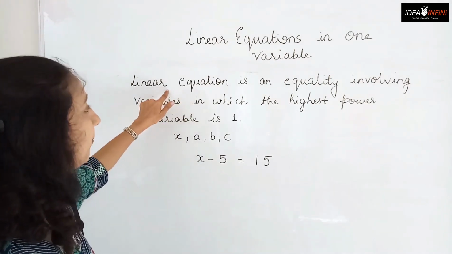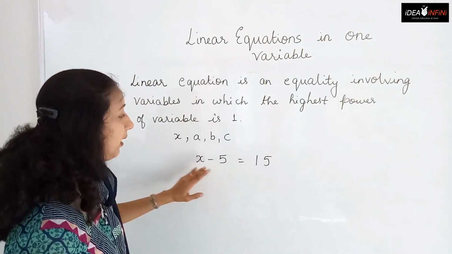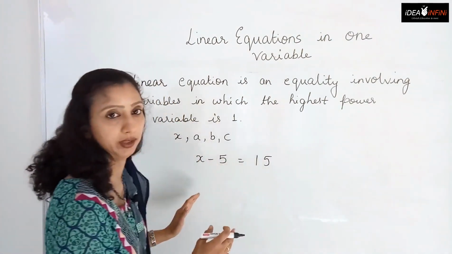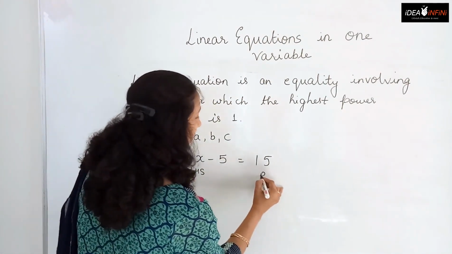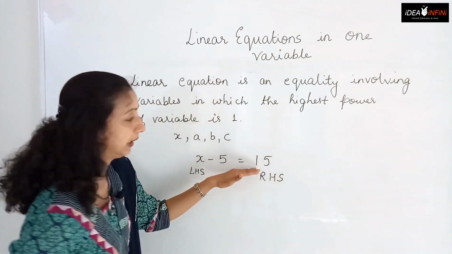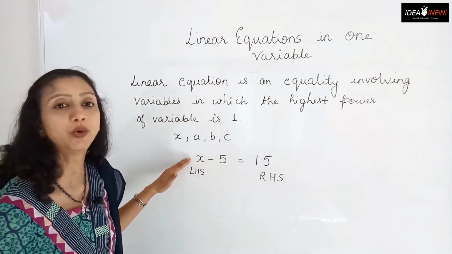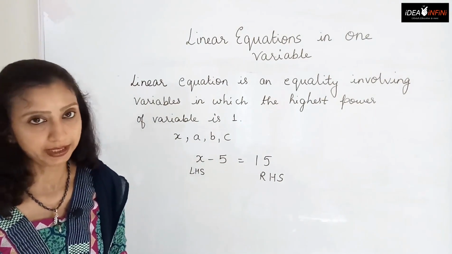So now what exactly happens in a linear equation? It's an equality. That means if I write a linear equation here, both the sides are equal. This is the left hand side and this is the right hand side. Both of them are equal, but here we know that the value is 15 and here we don't know the value of X. So one method is the hit and trial method.